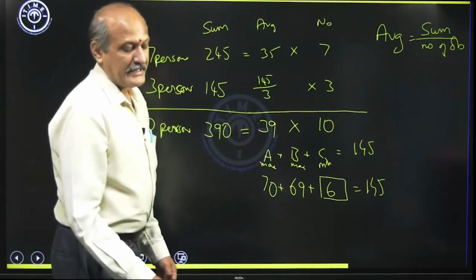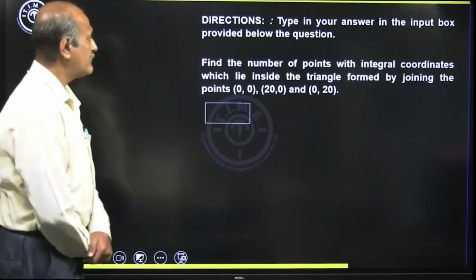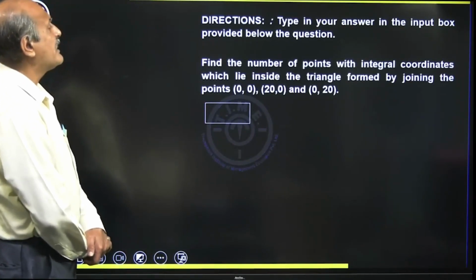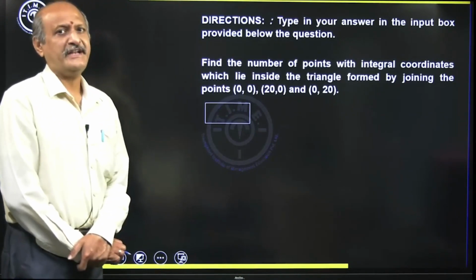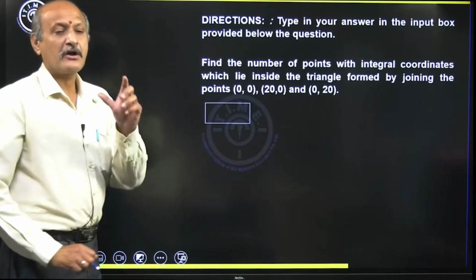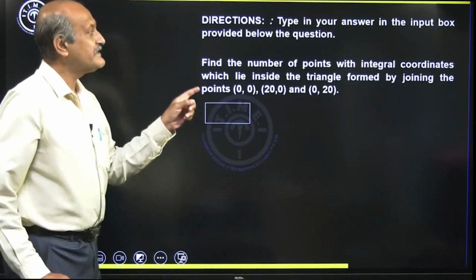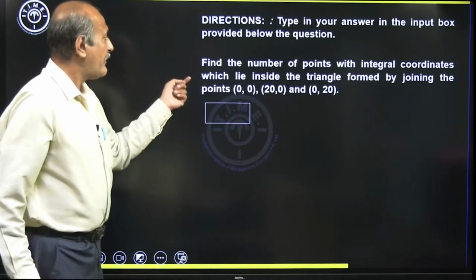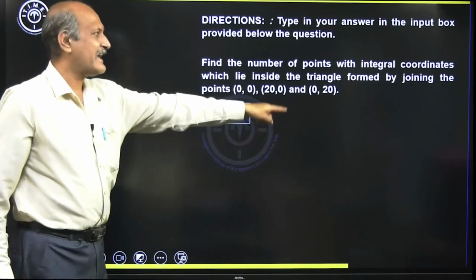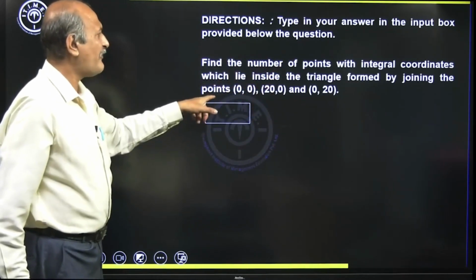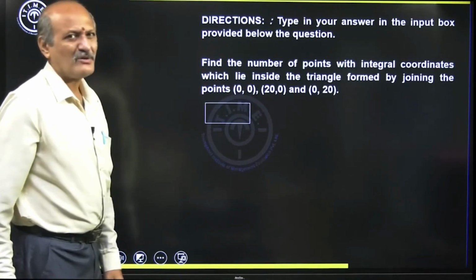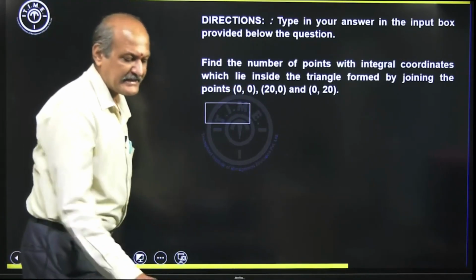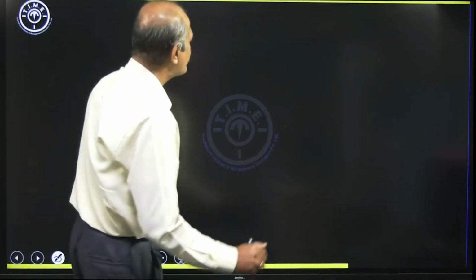Next one, let's see another question. This question reads: find the number of points with integral coordinates. We are looking for the count of the points which have integral coordinates which lie inside the triangle formed by joining the points (0, 0), (20, 0) and (0, 20). Let's understand this carefully.